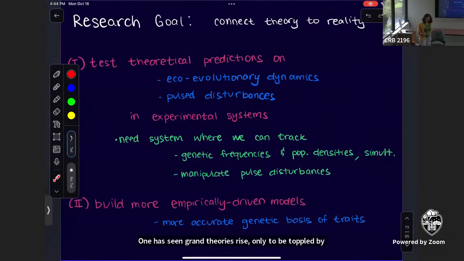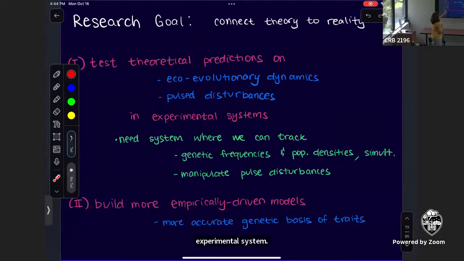One of my main research goals, with this quote kind of ringing in my mind, is to really connect these theoretical ideas from abstract models to reality. And I think there's 2 potential ways to move forward to do that. One is to be able to test these theoretical predictions on either ecoevolutionary dynamics or the impact of pulsed disturbances in an experimental system.